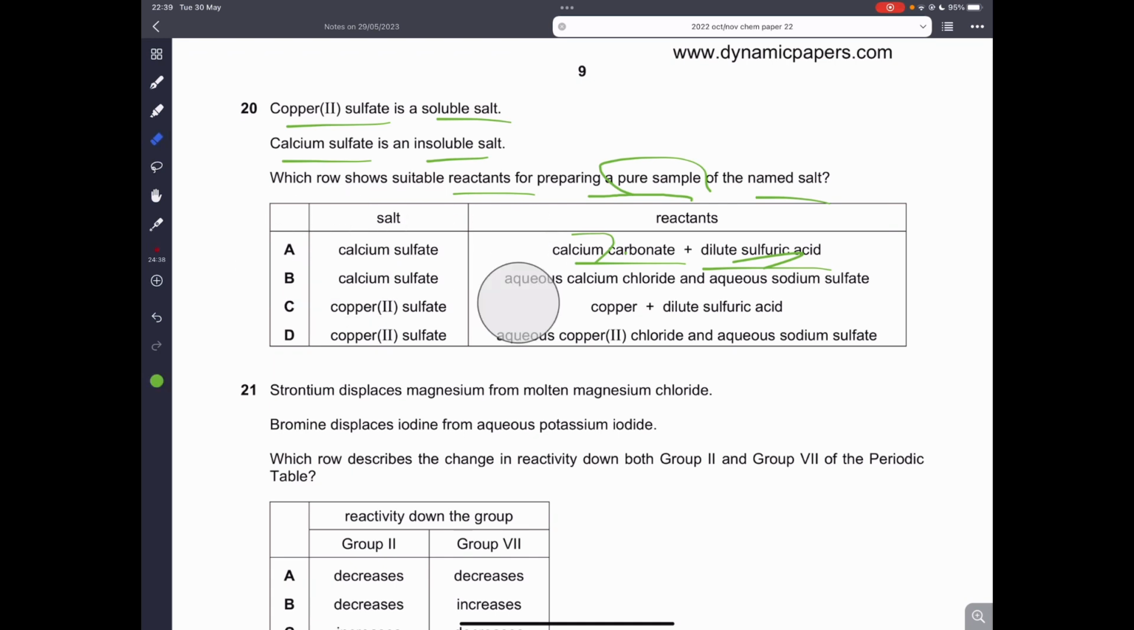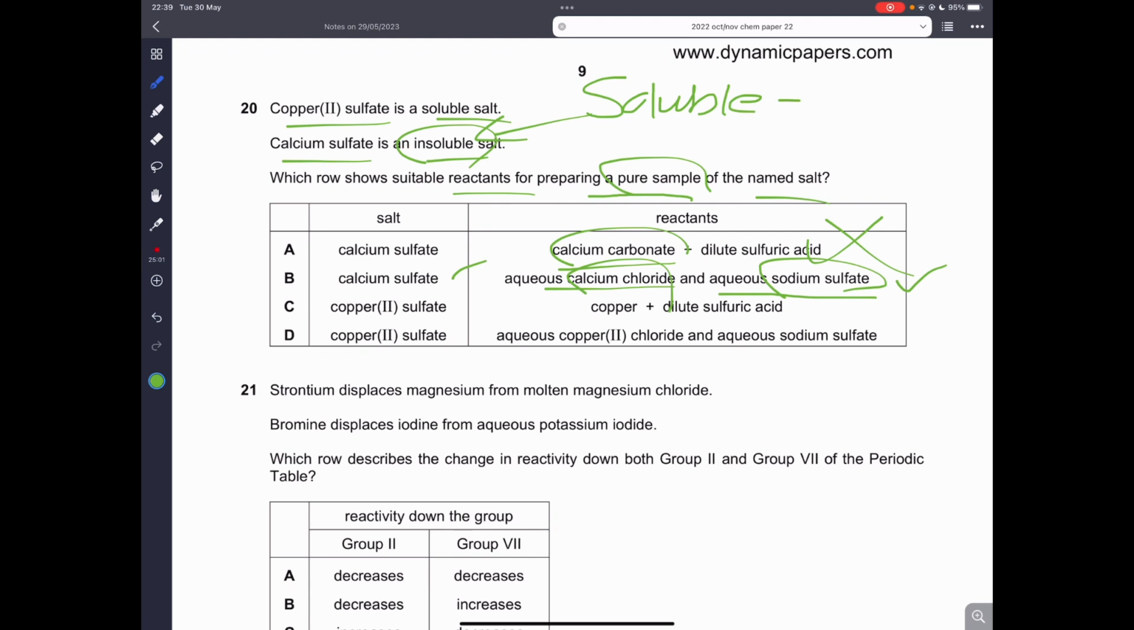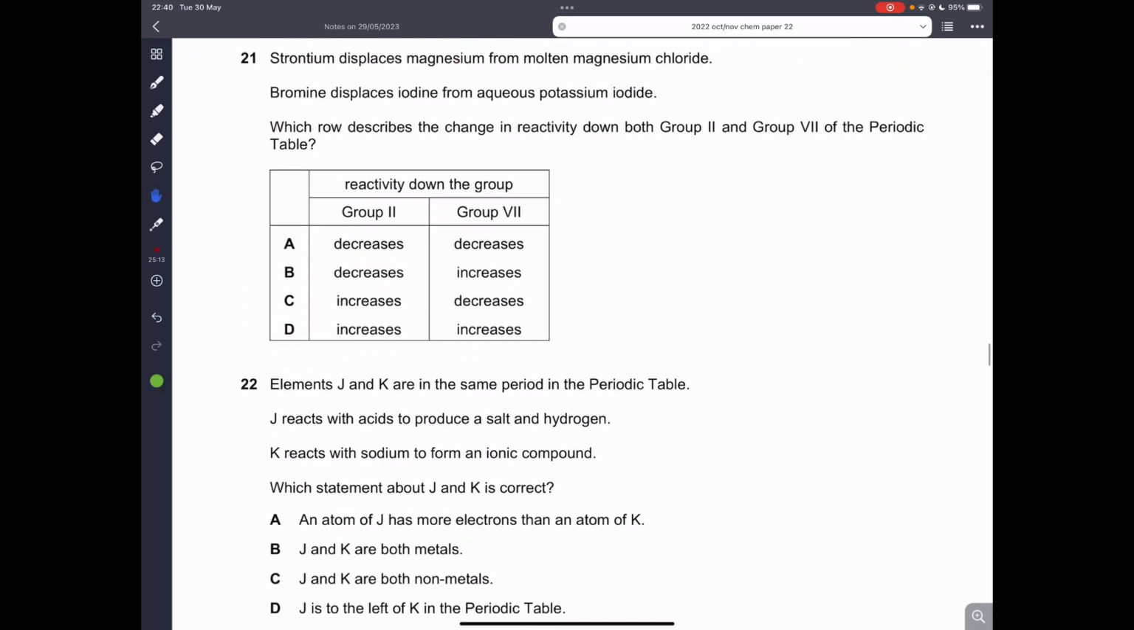I'm sorry, A is not the answer, because calcium sulfate is an insoluble salt, and you cannot produce an insoluble salt when calcium carbonate is also insoluble, so this reaction does not work. Let's look at another one: calcium sulfate from aqueous calcium chloride and aqueous sodium sulfate. This will work because it is an insoluble salt. When you add two soluble salts together, you can create an insoluble salt. You have to remember this by heart. This is called the precipitation method. So B is the correct answer.